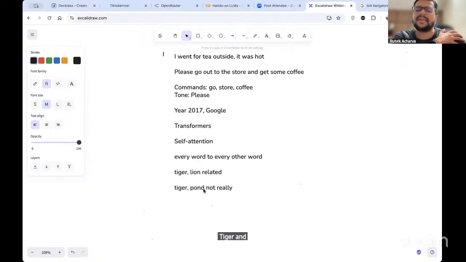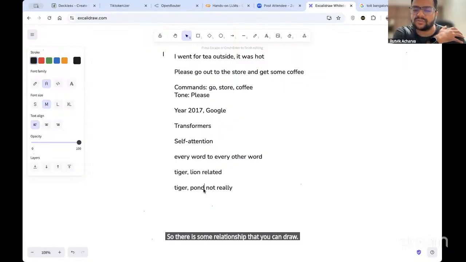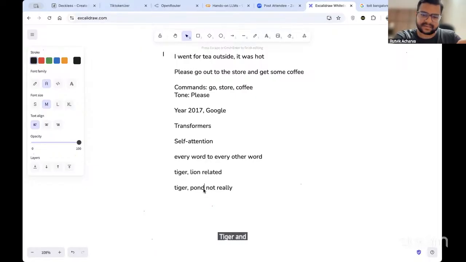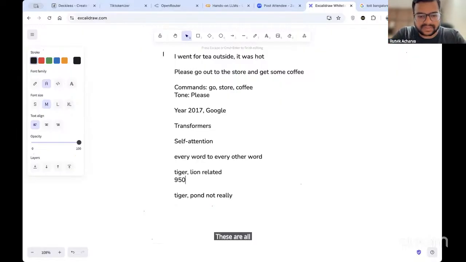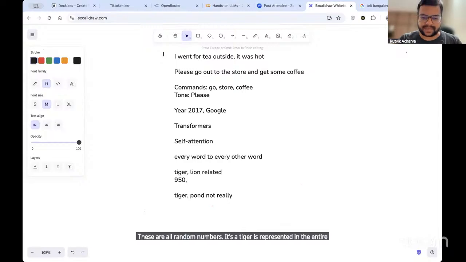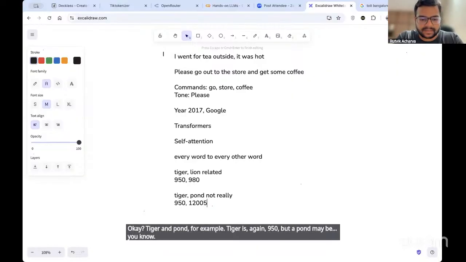Tiger and pond is still related, as I said. You can make a case that the tiger went to the pond to drink water. So there is some relationship that you can draw, but it is not close. I did not say that it is not related; there is a degree of relationship. Tiger and lion are very closely related. Tiger and pond are still related in some form, but not too closely, which means we should have numbers. Again, these are all random numbers. Let's say tiger is represented in the entire embedding space with the number 950. Maybe lion is close to it at 980. So whenever we are talking about something similar, logical things pop up. Tiger and pond, for example: tiger is again 950, but a pond may be 12,000 something. Yes, there is a degree of relationship, but it is farther away.